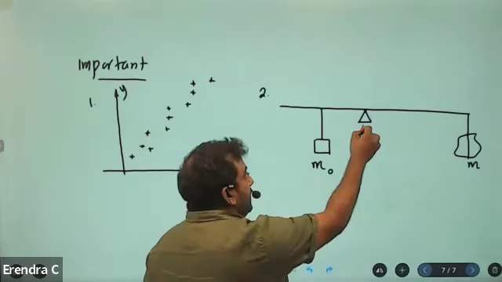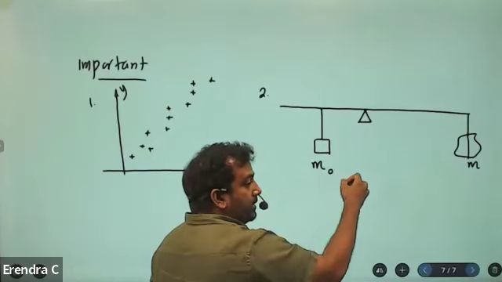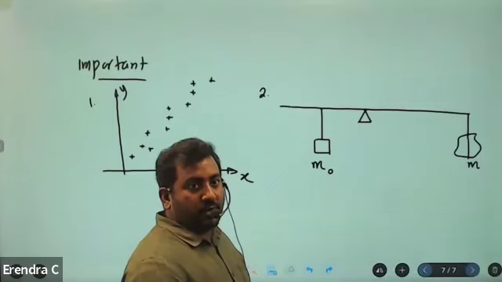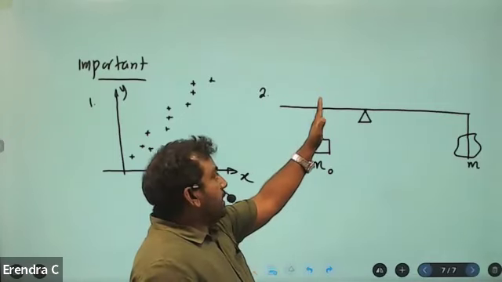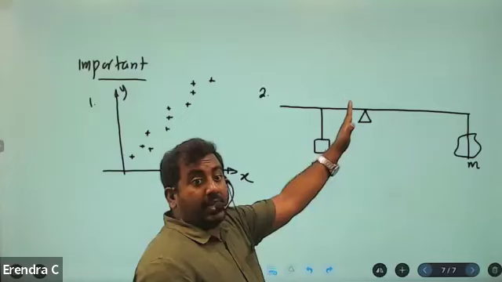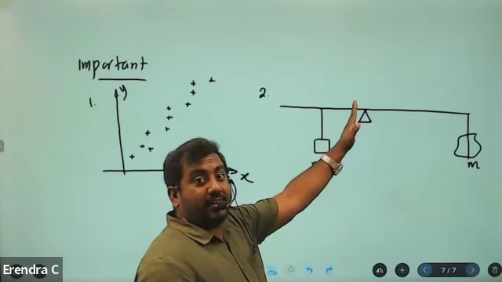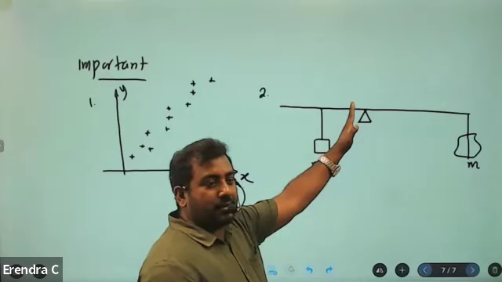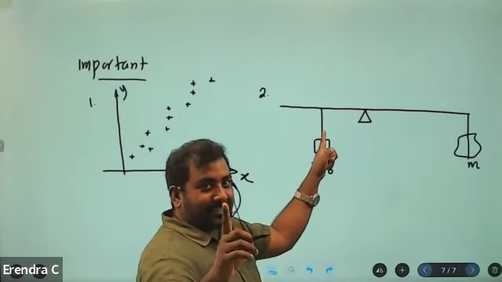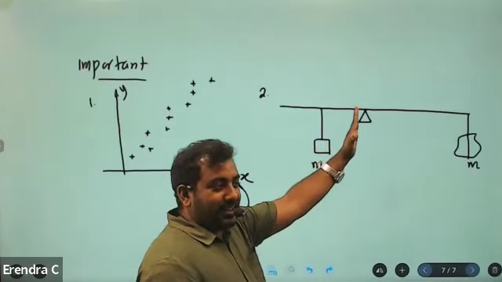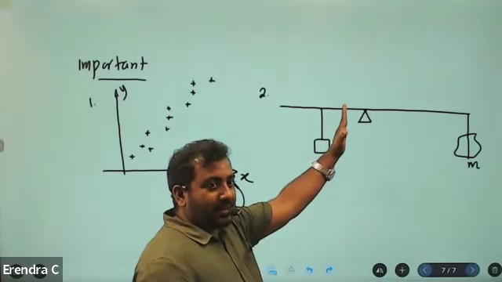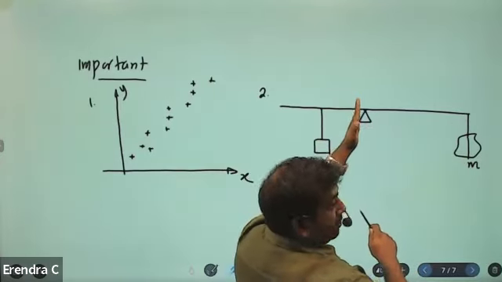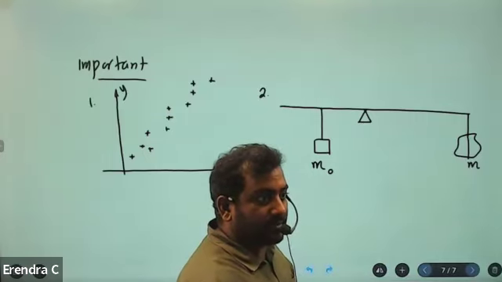We check and see if there is a balancing length for the known weight. Look at the board now. If this is very close to the knife edge, is it a good thing or a bad thing? I'll ask you this question. Bad thing. That means when this is coming closer, this fellow is some more close. You can't measure. Clear?